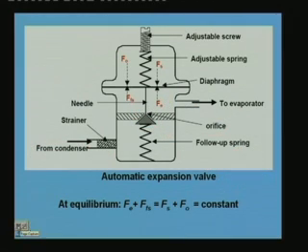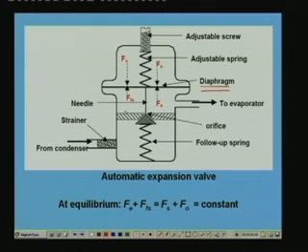Now if you look at the schematic of the automatic expansion valve, it consists of a diaphragm, or you can also use bellows, and an adjustable spring here and an adjustable screw. So using the adjustable screw you can adjust the spring compression. The force exerted by the spring can be adjusted with the help of the adjustable screw, and this is normally open to atmosphere, so atmospheric pressure also will be acting here.